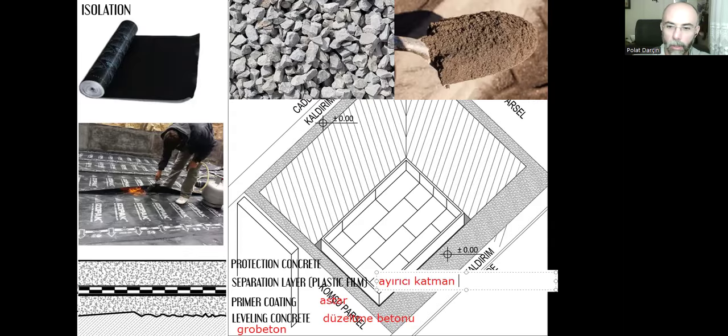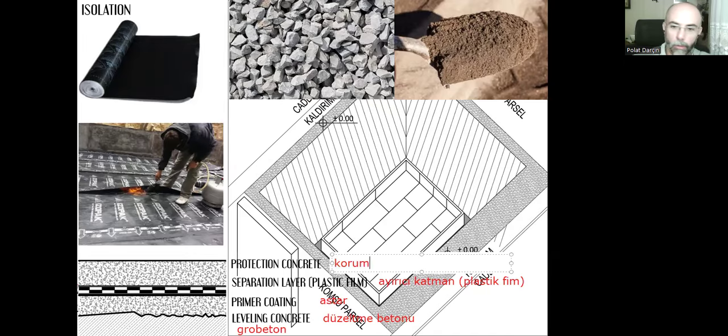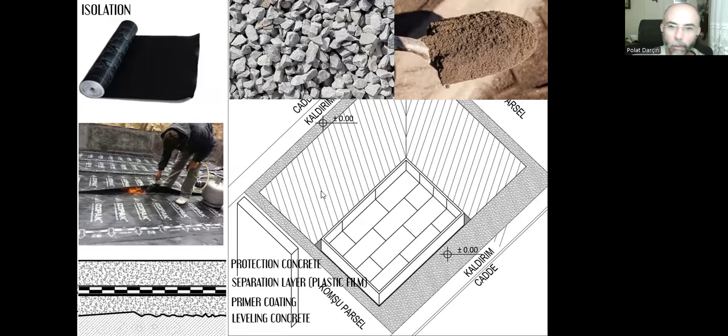ayırıcı katman, plastic film, there, and over that we pour protection concrete, koruma betonu in Turkish. Now it's ready for our raft foundation, and this will be beneath our raft foundation, and this whole surface will be waterproofed. So there is no risk of water penetrating beneath the raft foundation towards the basement floor anymore.